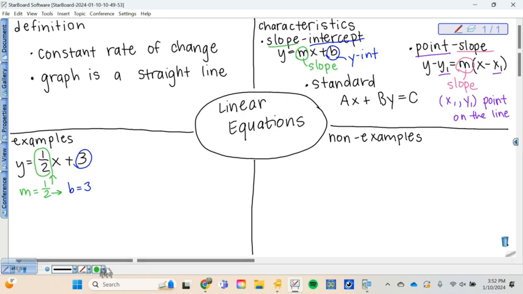1/2. So now that I identified those two things, we can graph it. I'm just going to do a really rough sketch of a graph. And what do we start with when we're graphing from slope-intercept? Yeah, we start with the y-intercept. So I go up to 3 on my y-axis. Let's pretend 3 is right there. And then my slope says to go up 1/2. So that means my line kind of looks like that.